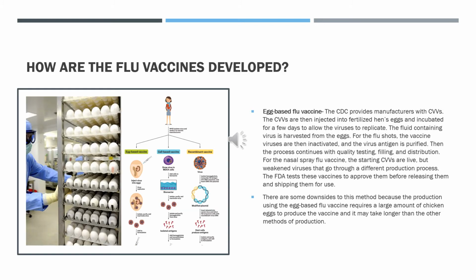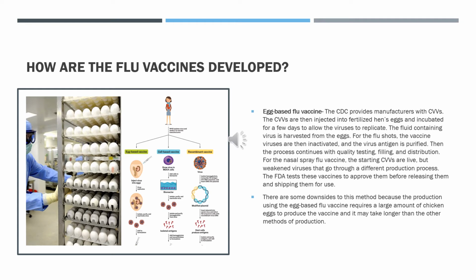So, how are the flu vaccines developed? Well, there are three types of flu vaccine production technologies approved by the U.S. Food and Drug Administration, otherwise known as the FDA, that are developed for commercial use. The first one is the egg-based flu vaccine. This is the most commonly used manufacturing process to make a flu vaccine. This process makes both inactivated or killed vaccine, known as the flu shot, and the attenuated or weakened vaccine, known as the nasal spray flu vaccine.